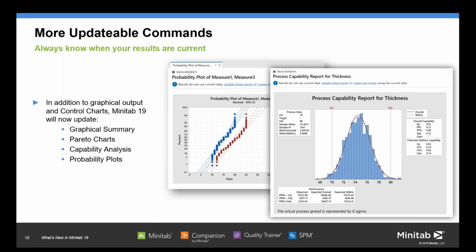We've added the ability to update even more commands. So we started with the ones that we think are most popular, things like your graphical summary, Pareto charts, capability. Now when the data changes for that tool, you'll get the option that you could update those results, or you can just create new results, which will just create a copy in the project.